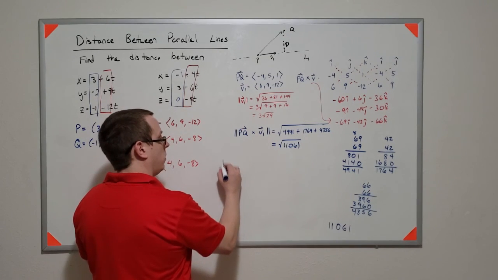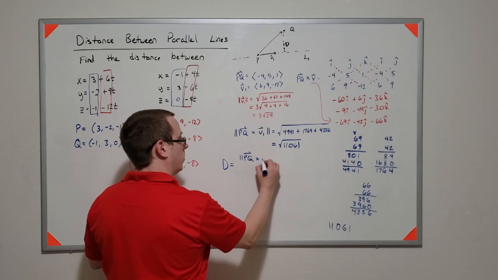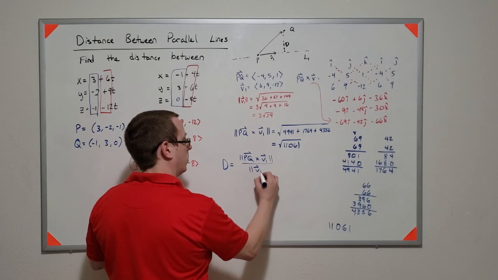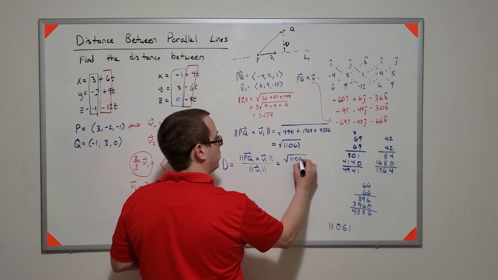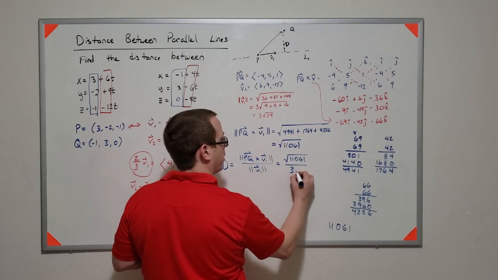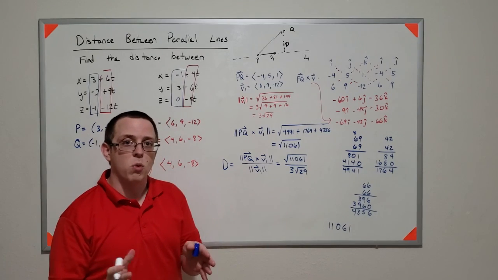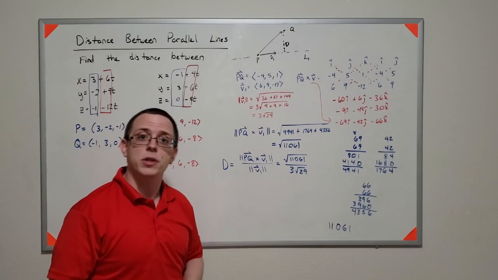So your final answer is the square root of 11,061 over 3 square root 29. And it probably simplifies more than that, but that's what I get for doing this off the cuff.